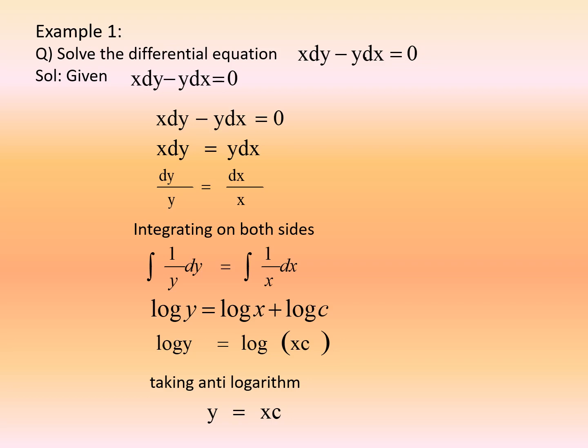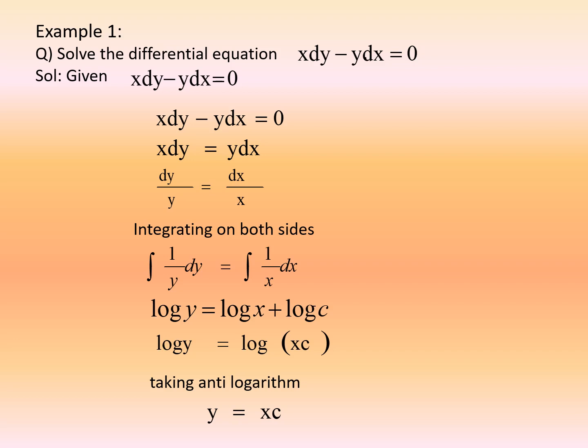Next step, we are going to separate the variables: dy by y is equal to dx by x. Next, taking integration on both the sides. So integral 1 by y into dy is equal to integral 1 by x into dx. As we know, the formula for integral 1 by y into dy is log y. So we write this as log y is equal to, and the same integral 1 by x into dx formula is log x plus log c.